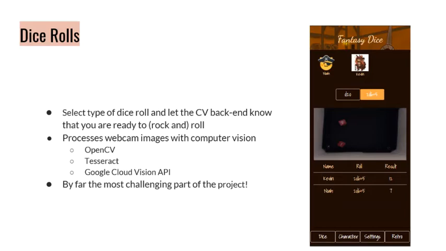And it will also then calculate the roll using computer vision, and we're using OpenCV as well as Tesseract and the Google Cloud Vision API in order to perform OCR to actually read the numbers off the dice. So we read the numbers, we compute the total, and add any modifiers as necessary, and then update the roll history at the bottom of the screen.